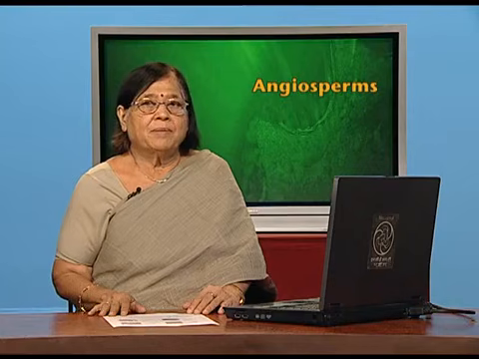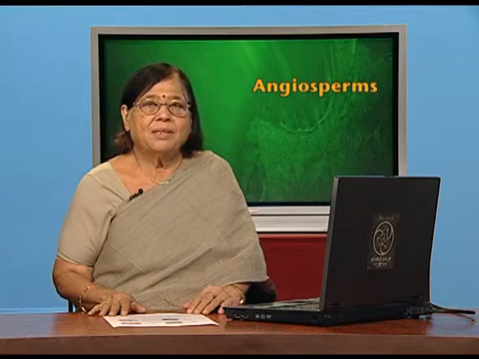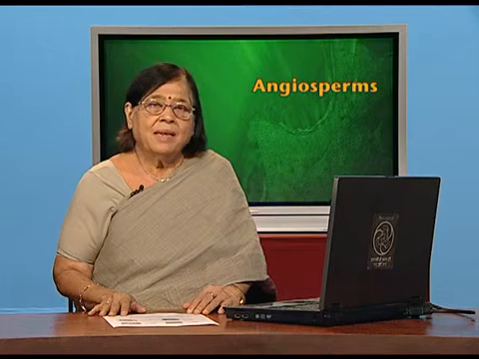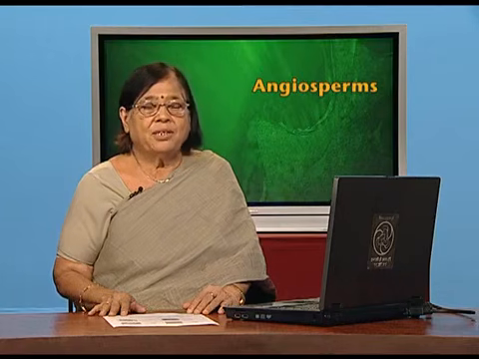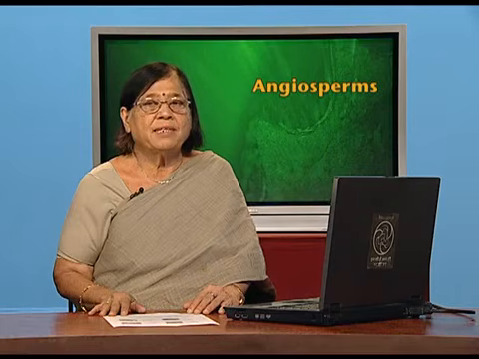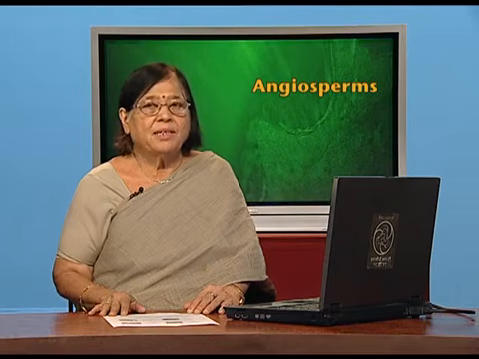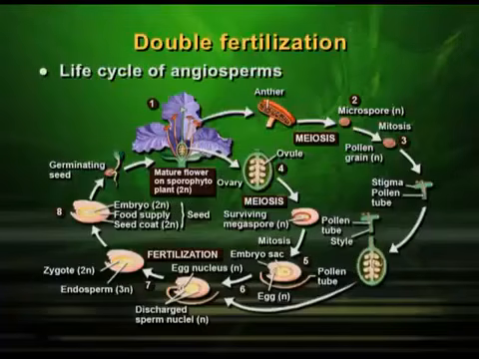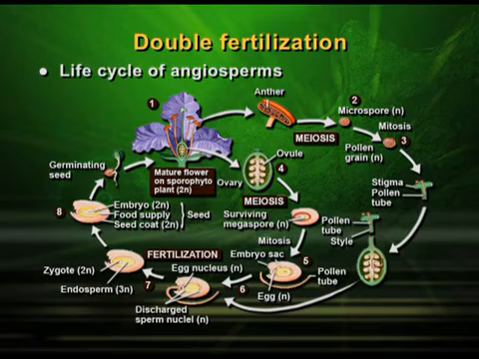In angiosperms, there is double fertilization and it has some significance. Also, there is alternation of generation. We have studied about gametophytic stage and sporophytic stage. So, that alternation is also to be understood. We first begin with double fertilization in angiosperms. This particular slide explains the details. To understand life cycle of angiosperms, we understand this particular slide.